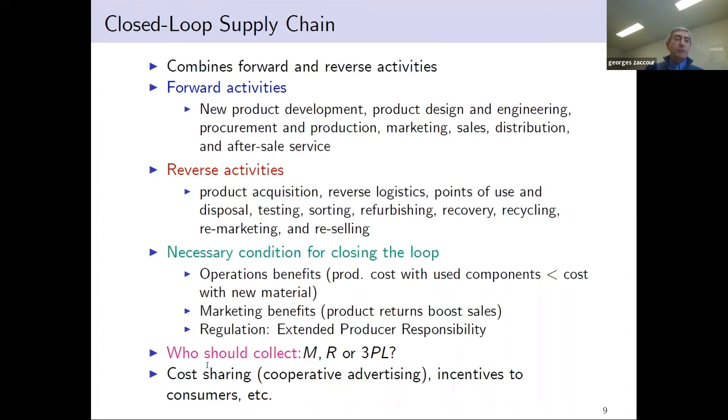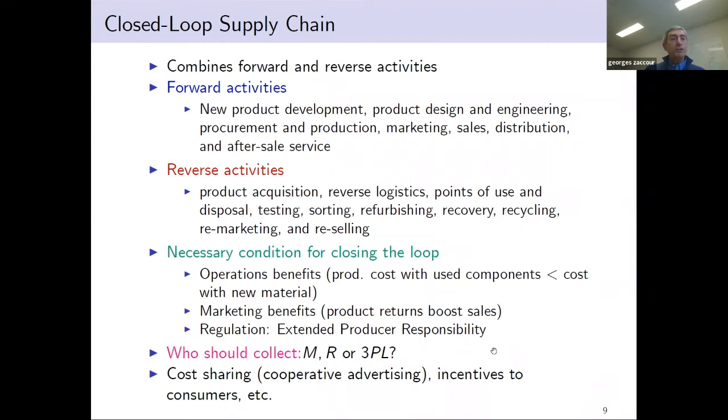One question is who should collect this used product? Can be the manufacturer, the retailer, or giving it to another company, which we call third-party logistics. Another question that is interesting here is that can we do something in order to increase the rate of return? We want to incentivize consumers to bring back their used battery instead of throwing them in the garbage.